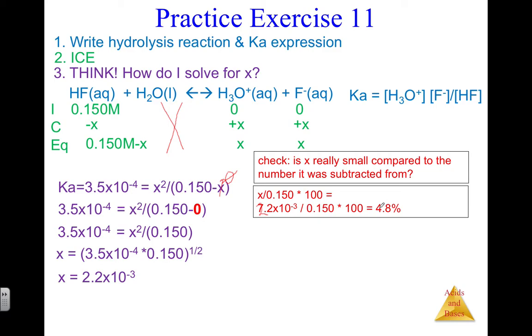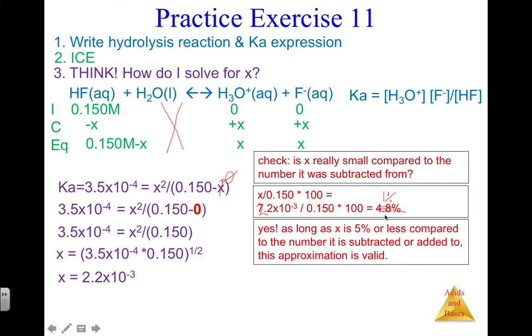Let's go ahead and double check with that 2.2. It might be a little bit different. I'm not sure what I typed in my calculator last time. 2.2 times 10 to the negative 3rd divided by 0.15 times 100. 1.46, so this is even smaller. So essentially 1%. So X is indeed small. So as long as X is 5% or less of the number it was being subtracted from, we can go ahead with this shortcut and avoid the quadratic formula.